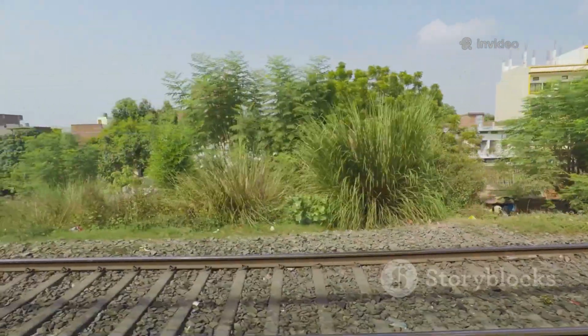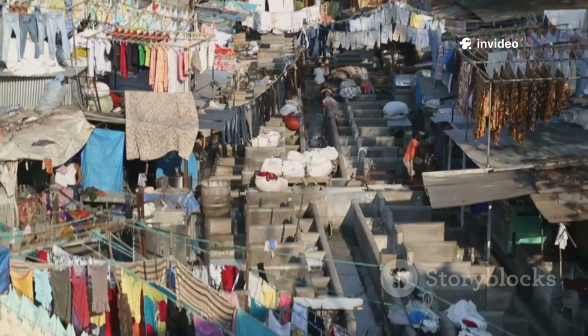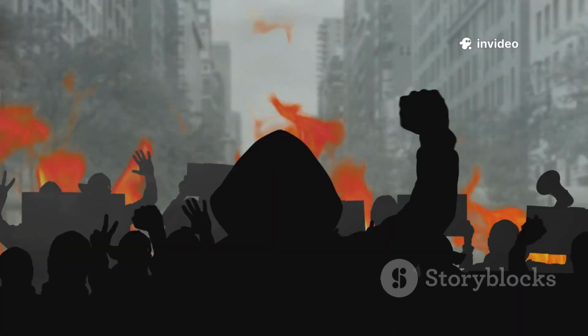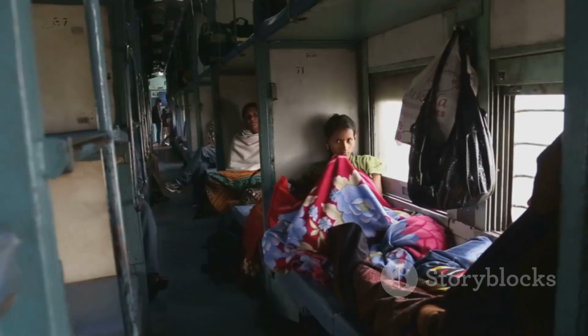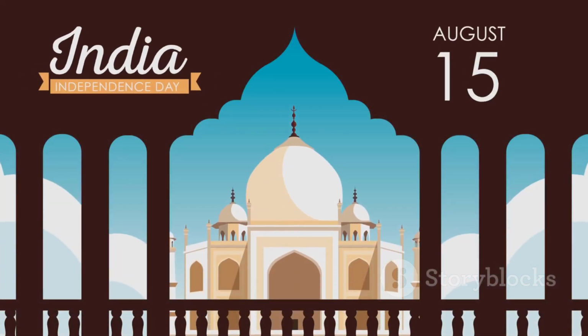Ironically, these tools of control became catalysts for resistance as educated Indians began to question colonial rule. The benefits of modernization were uneven, deepening social divides and fueling discontent. The seeds of nationalism were sown in classrooms and train compartments, setting the stage for future challenges to British authority.